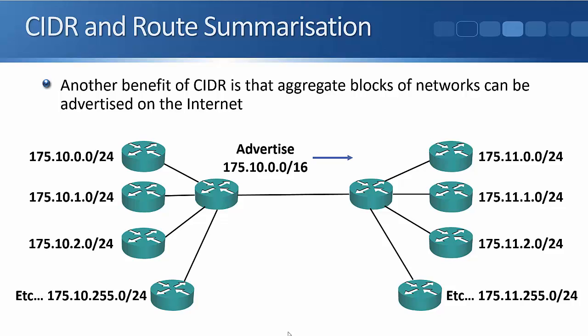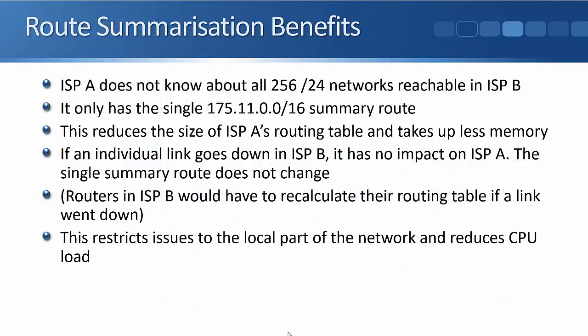And ISP-B will vice versa just advertise one route of 175.11.0.0/16 to ISP-A. So the benefit we get from this is that ISP-A doesn't know about all 256 networks behind B. It only gets a single summary route that covers all of them. Obviously, if it's got one route rather than 256 routes, that's a lot less information. It's more efficient. It takes up less memory in the router.